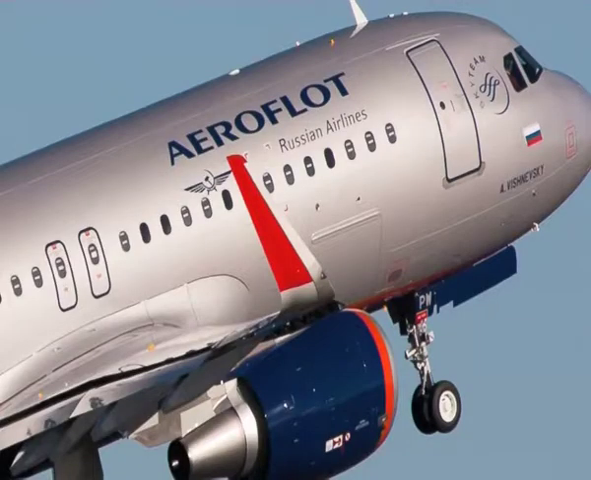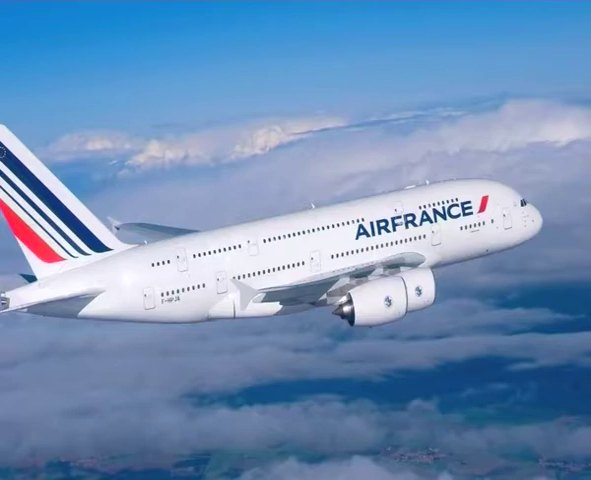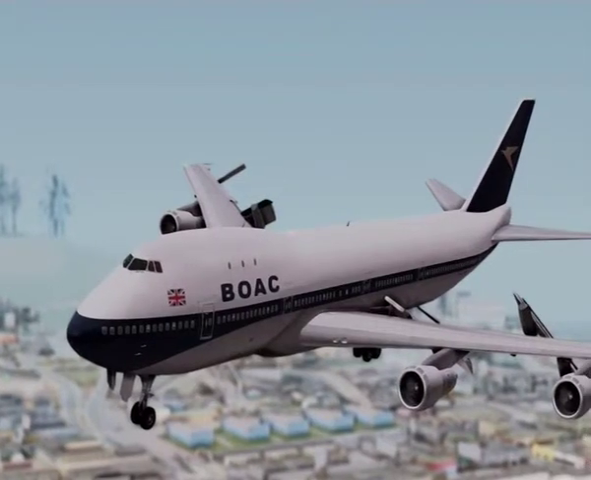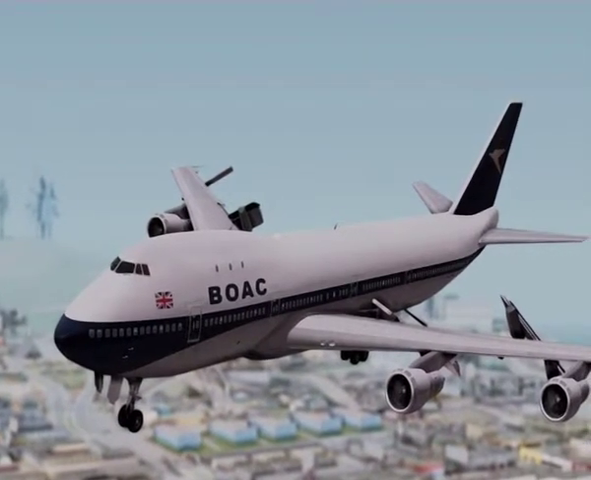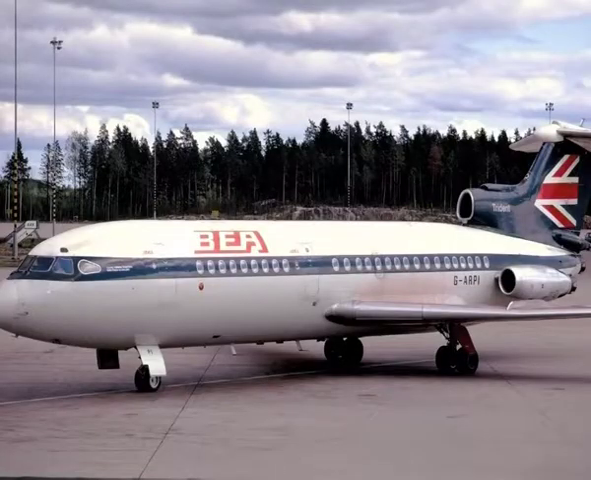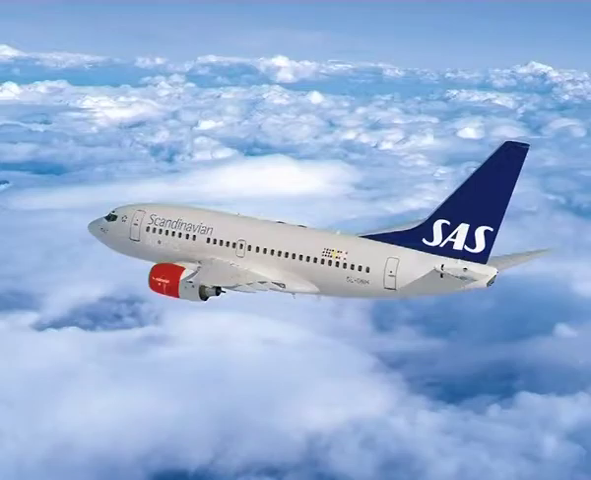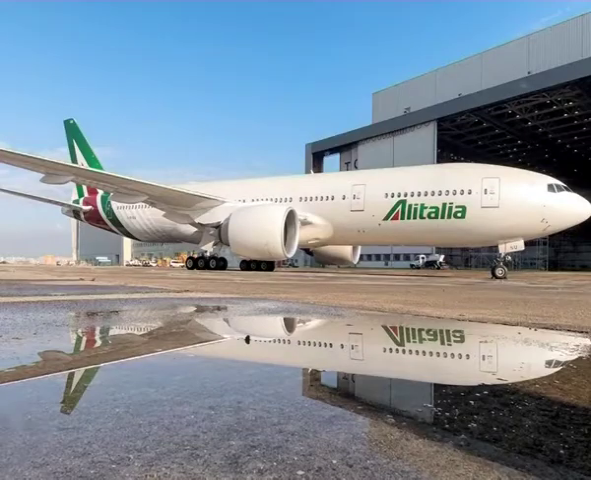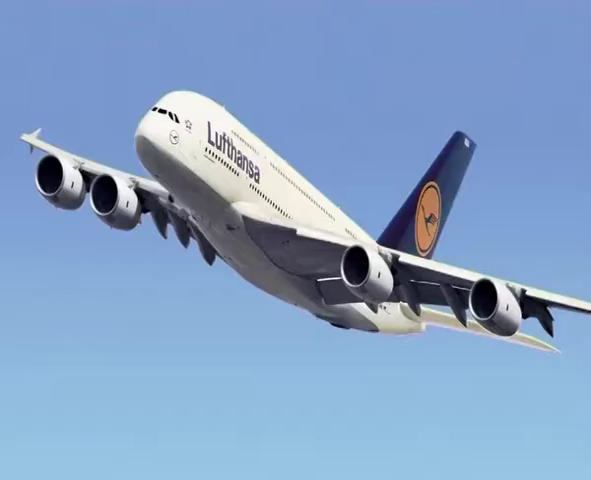In 1960 to 61, excluding US-owned airlines, the top airlines of the world were, in the order of passenger miles flown, Aeroflot of the Soviet Union, Air France, the British Overseas Airways Corporation or BOAC, British European Airways, BEA, Scandinavian Airlines System, SAS, Alitalia of Italy, and Lufthansa of Germany.